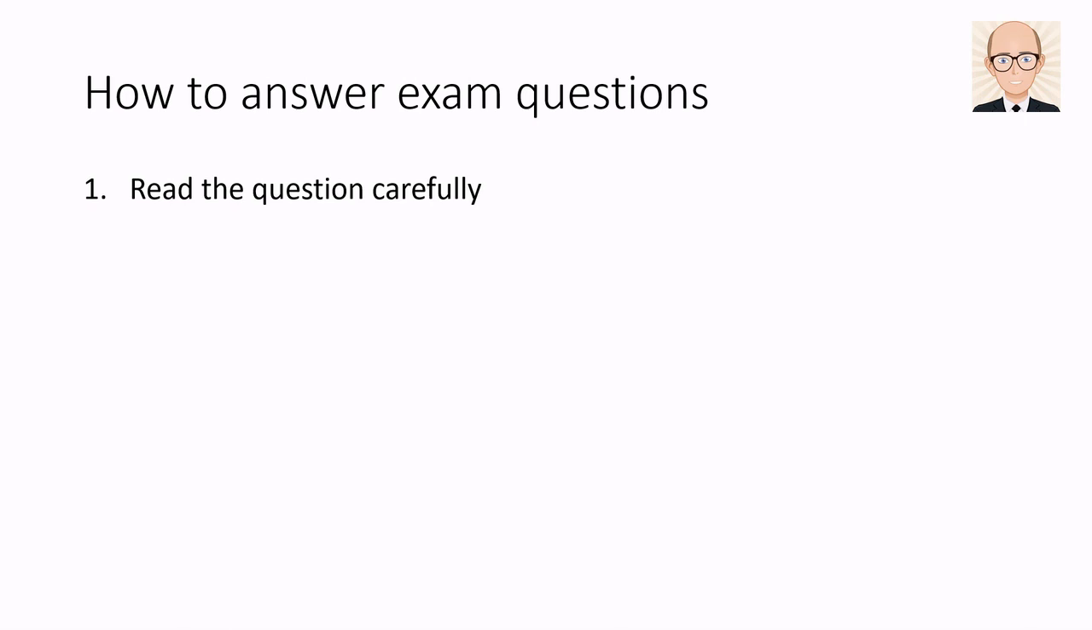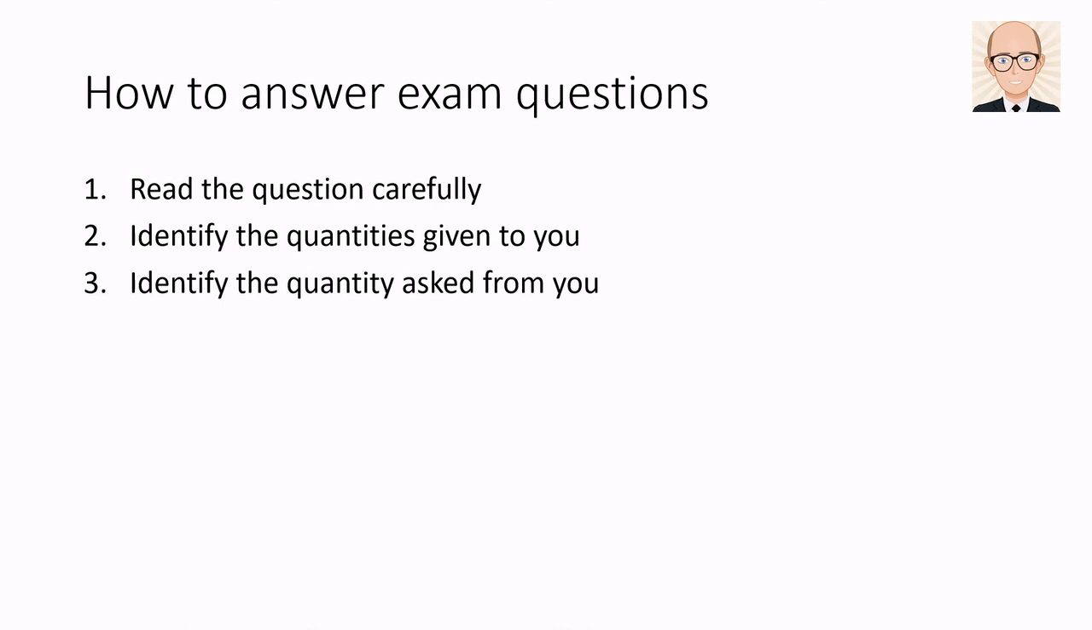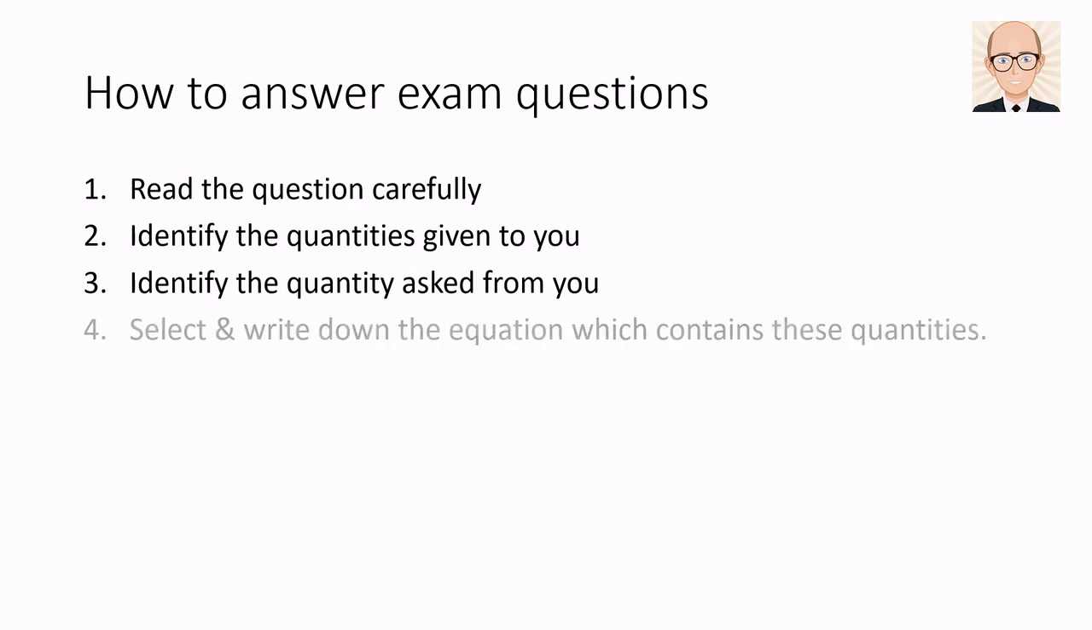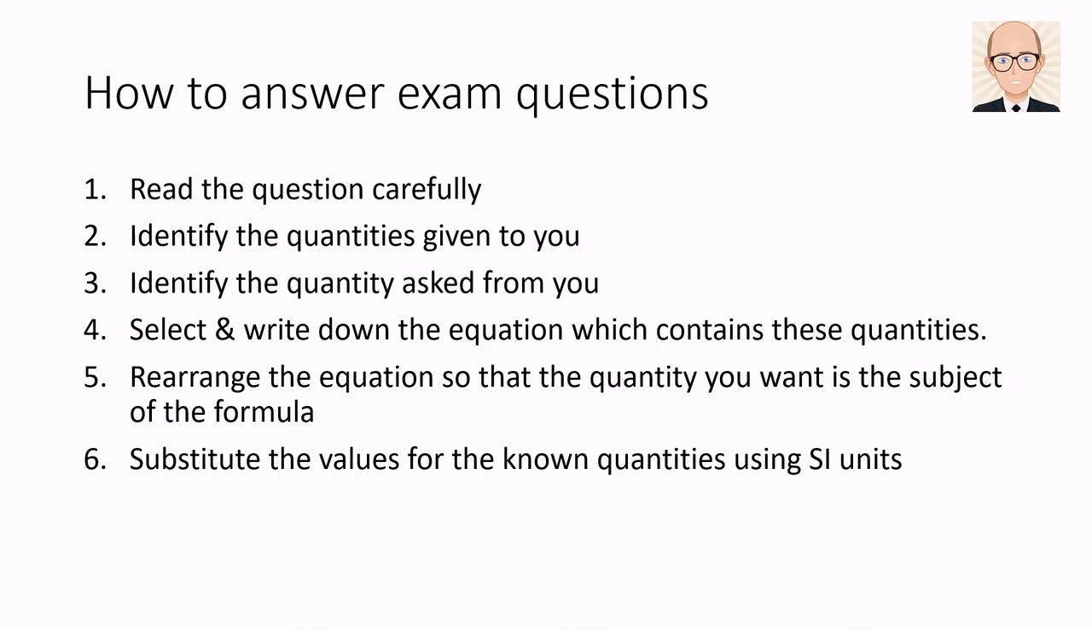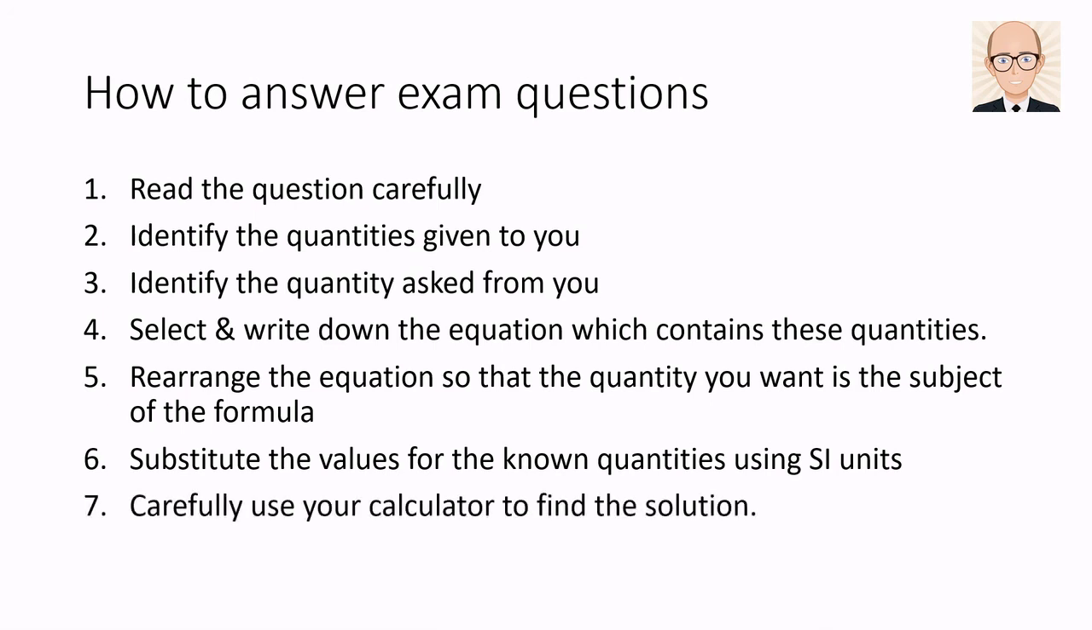Sounds obvious, doesn't it? But you'd be surprised by the number of students who, once they've opted to attempt it, fail to read what it's actually asking. Then identify the quantities given to you and the quantity asked from you. Actually write these down. Next is to write down the equation that links all these quantities together and rearrange it so the quantity you've been asked for is the subject. Then substitute the values given in the question, not forgetting to use the correct SI units. Finally, use your calculator to produce the answer, rounding it correctly if necessary.